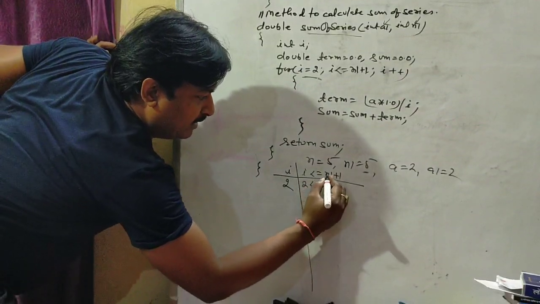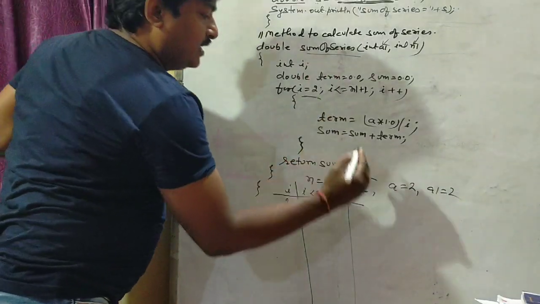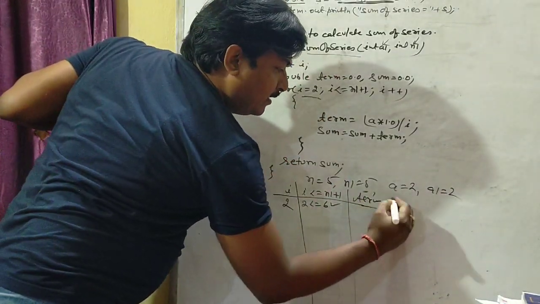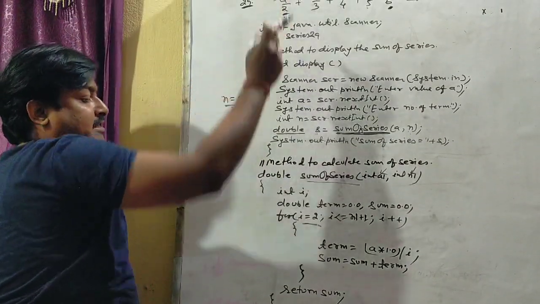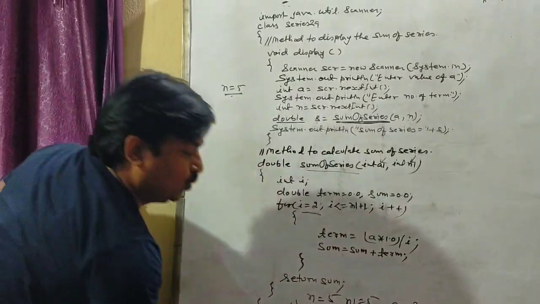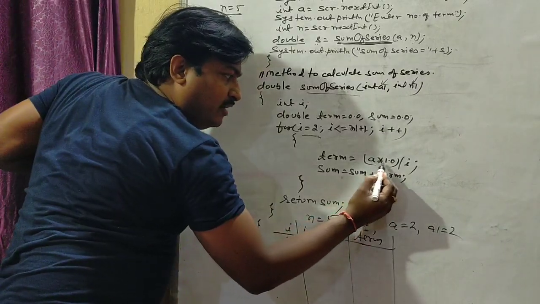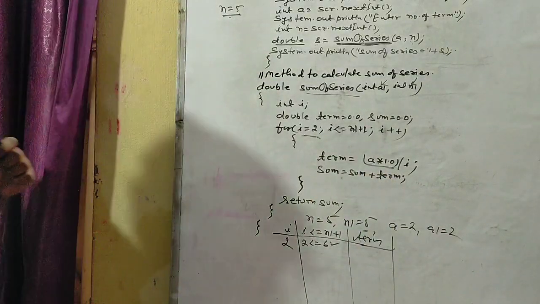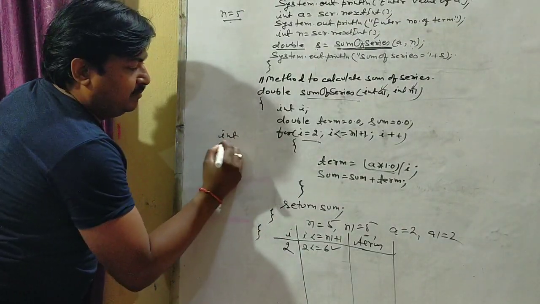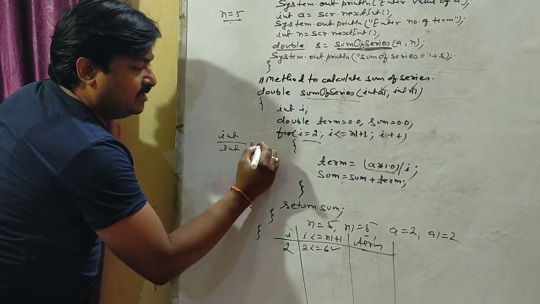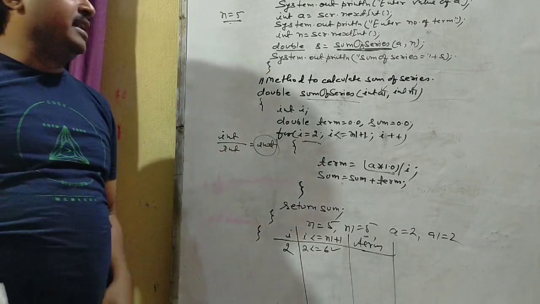So 2 less than or equal to n1 plus 1, that is 6. The condition is true. Inside the loop, term equal to a by i, where the value of a is 2 and the value of i is 2. Now I use a into 1.0. Why? Because student, remember one theory: if you divide an integer by another integer, the result also comes out as an integer. I have explained this in the theory class.